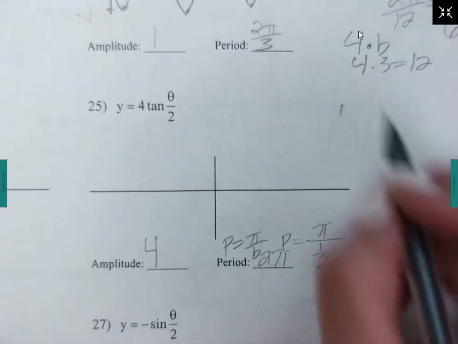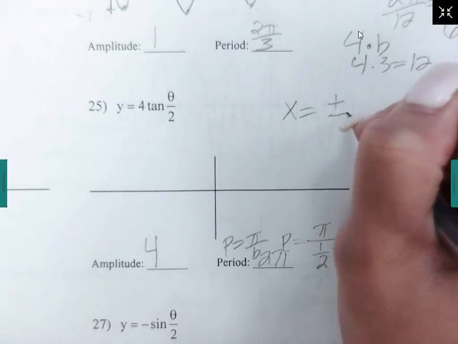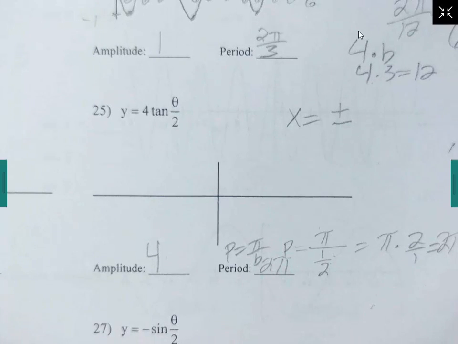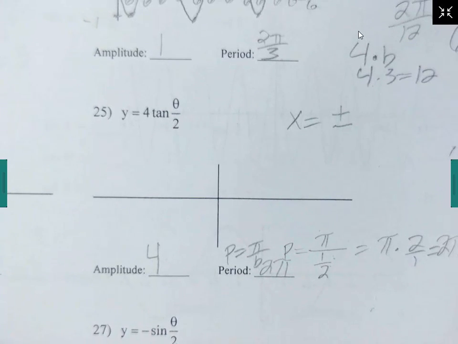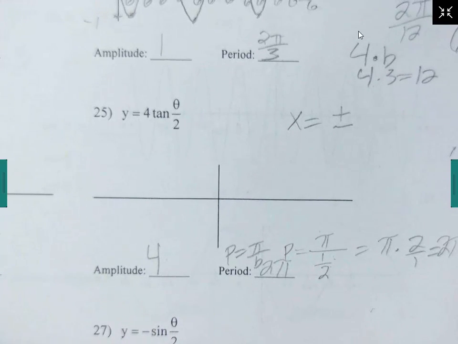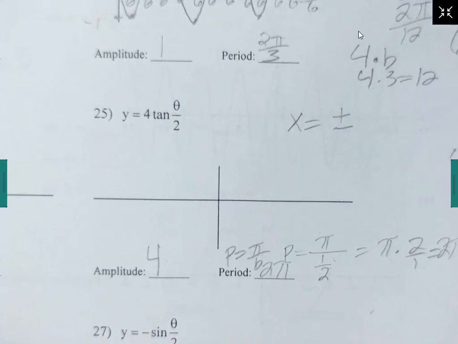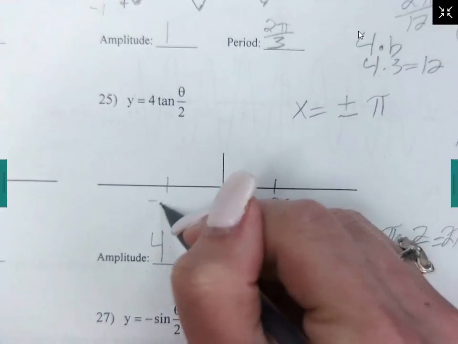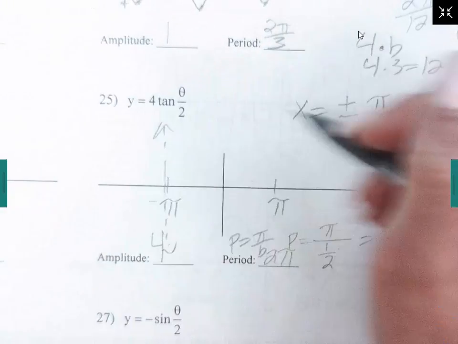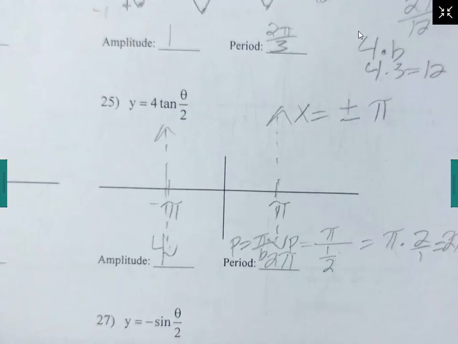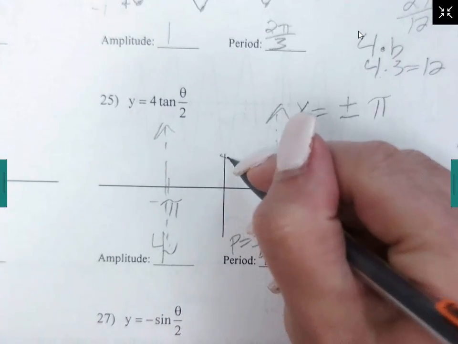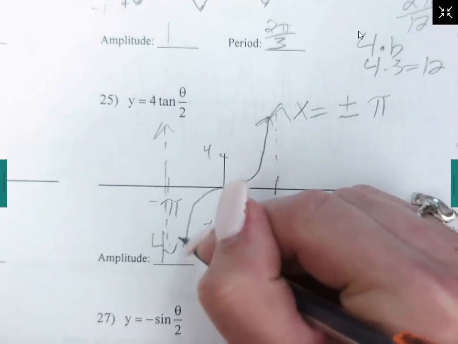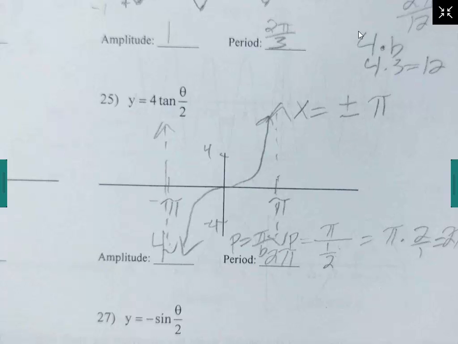Now, do you guys remember how to determine our asymptotes? Right. It's just our cycle. It's half of our period, right? So what would that be? What's half of our period? Just pi. So here's pi. Okay, and it's positive, right? So we're just going to go, oh, this is 4, negative 4. Okay? Any questions on number 25?